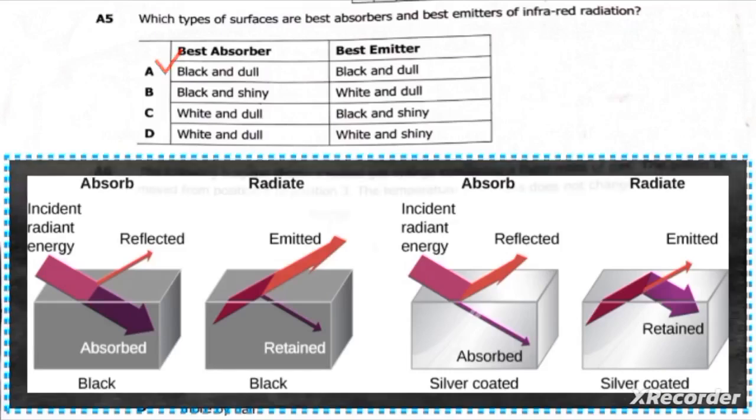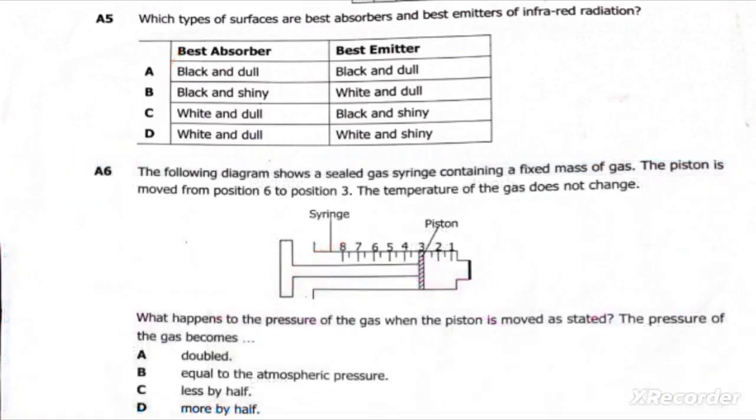We shift to the next question, which is question A6. Question A6 reads, the following diagram shows a sealed gas cylinder containing a fixed mass of gas. The piston is moved from position 6 to position 3.